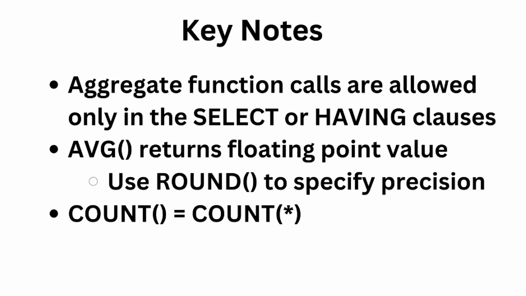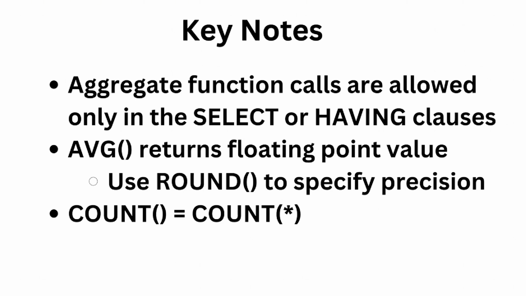Keep in mind that aggregate function calls happen only in the select clause or the having clause. We don't know about the having clause quite yet, but we're going to learn about it later on in this section. Some special notes to keep in mind for certain aggregate functions: the average call returns a floating point value many decimal places long. So for example, it could be something like 2.342418, etc. And you can use the round function on top of average to specify precision after the decimal. So we'll see that in this particular lecture.